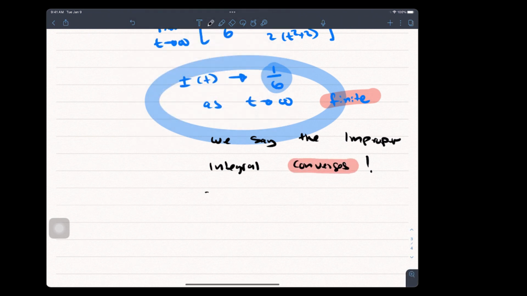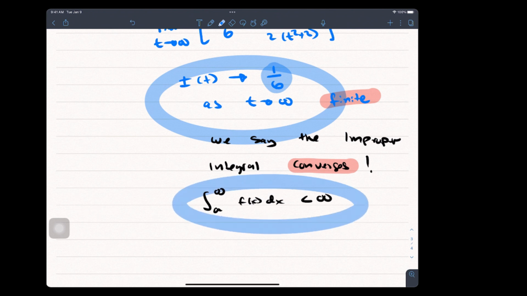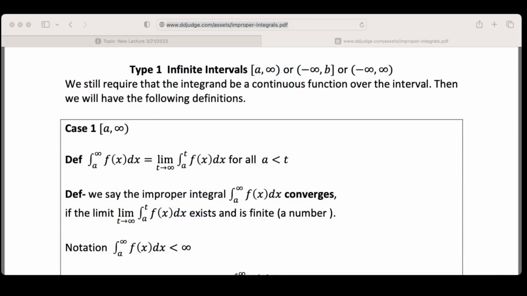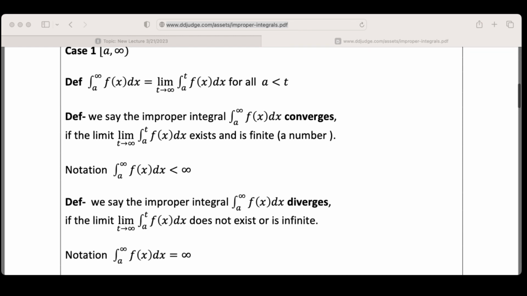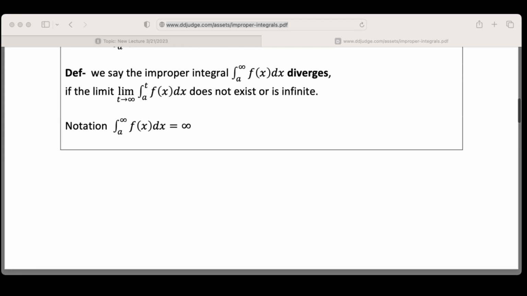And we often write it this way symbolically. If you look in your book, we simply say that that number is less than infinity. This is the notation for saying that it converges. So a lot of times you'll see that. We'll see that in the notes here. This integral converges if it exists, if it's finite. It goes to a number. And it doesn't have to go to a number. If that limit is really big, it's infinite, then we say it diverges.